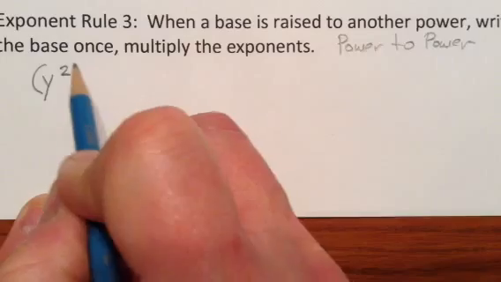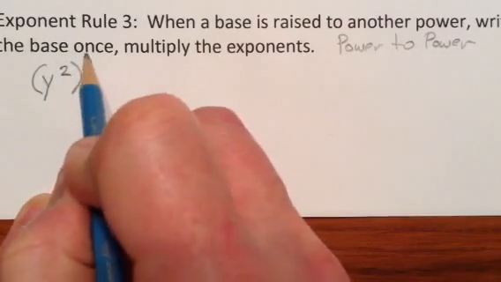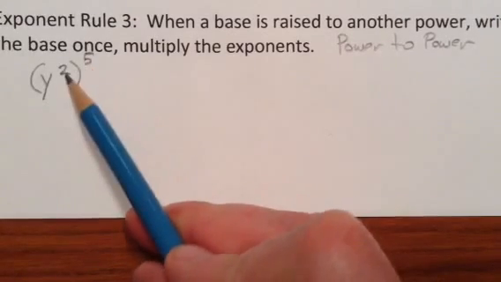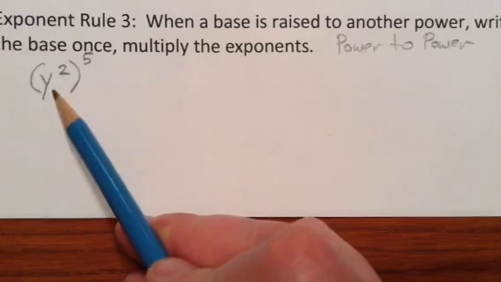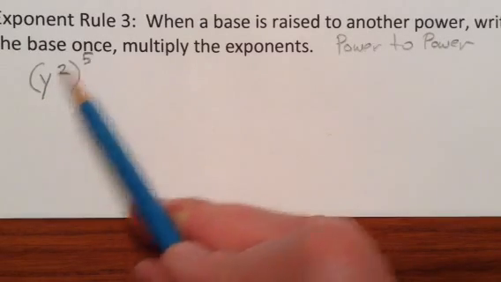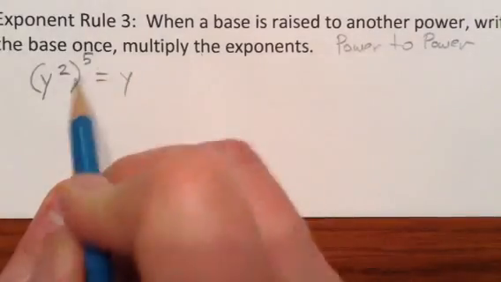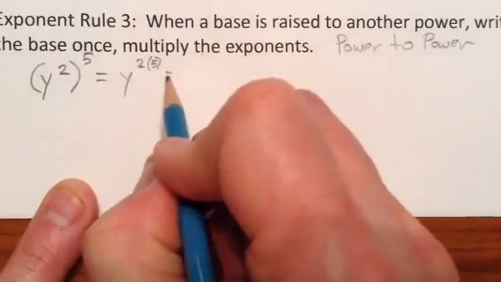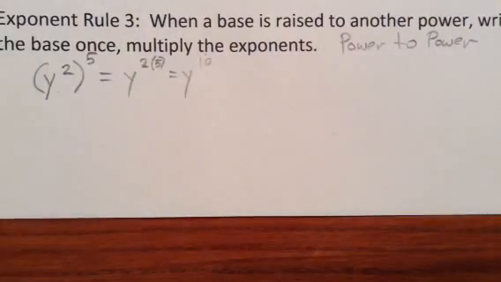We have y to the second power, so it already has an exponent, but then this 5 comes along and it's going to raise that entire thing to another exponent. So notice we have a power to power. Okay, so we have one base raised to 2 exponents. What's the rule say? Write the base and multiply. So it's going to be 2 times 5. It's going to be y to the 10th. Is going to be my answer.